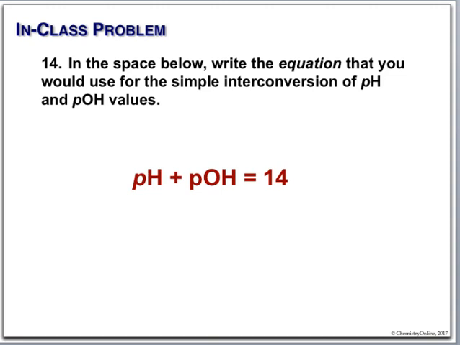So if you know any pH value, if pH was 1, pOH must be 13. If pOH is 7, pH is 7. They must always add up to exactly 14. Any question?